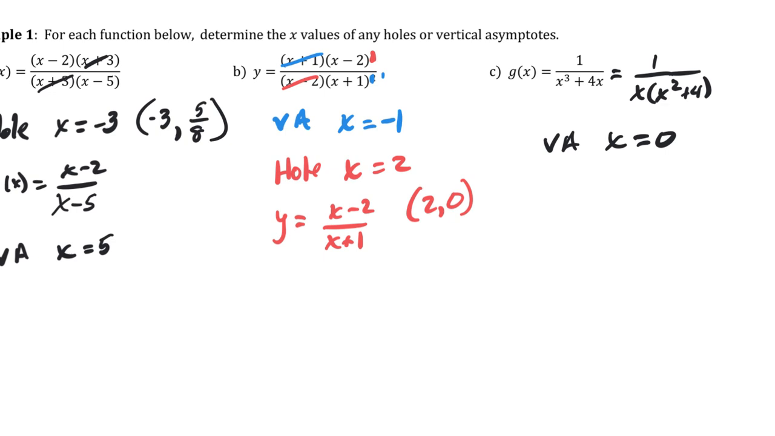That was easy. What about x squared plus 4? If I set that equal to 0, and I square root both sides, I'm going to get the square root of -4. And remember, square roots of negatives give us i's, which are imaginary. So that doesn't actually create a vertical asymptote. So my only vertical asymptote is at x equals 0.